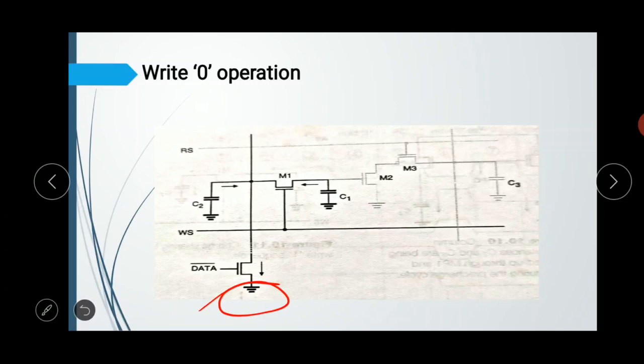Thus, at the end of the write 0 sequence, the storage capacitance C1 contains a very low charge and the transistor M2 is turned off. As we know, due to the logic high value of C1, M2 is turned on. So when C1 is discharged to logic 0 voltage, then M2 is automatically turned off. So this is interpreted as the write 0 operation.